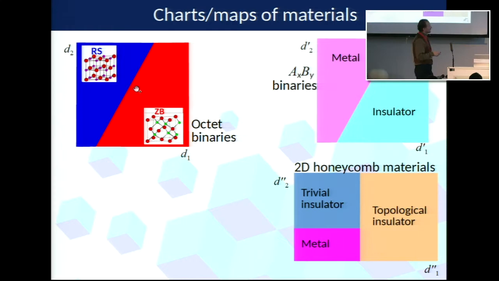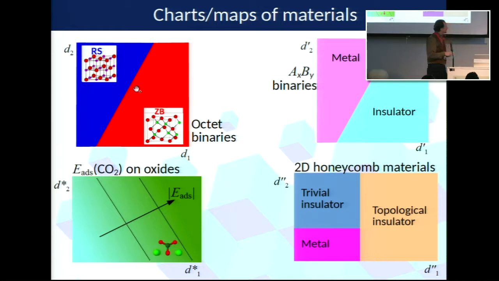These are other examples that we have actually done in my group: classification of metals versus insulators, or topological versus trivial insulators, or also something that is not really a map in the sense that there is a clear cut, but it could be a map of the absorption energy of some molecule on a surface. And also in this case, everything is put in a very nice way, such that the more you go in a certain direction, the more the absorption energy increases. So it is also a map.